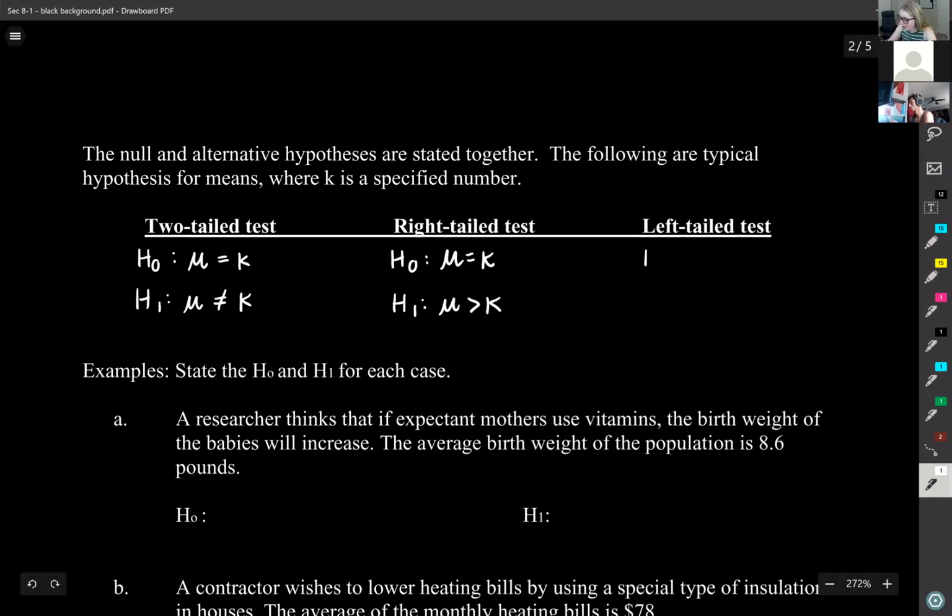So you can probably predict when we have a left-tailed test, the null is going to be, again, mu equals k, and then your alternative will be that mu is less than k, because we're doing a left-tailed test, so it'll be on the left side.